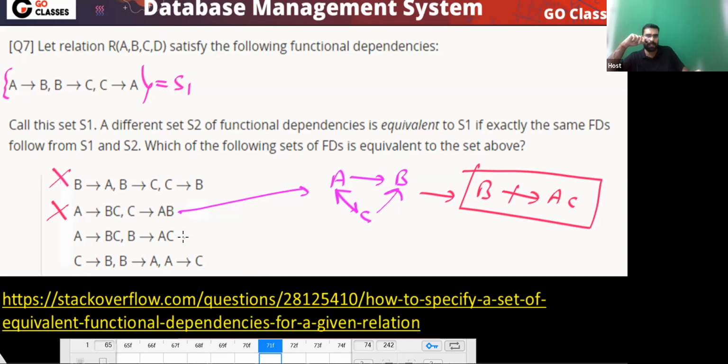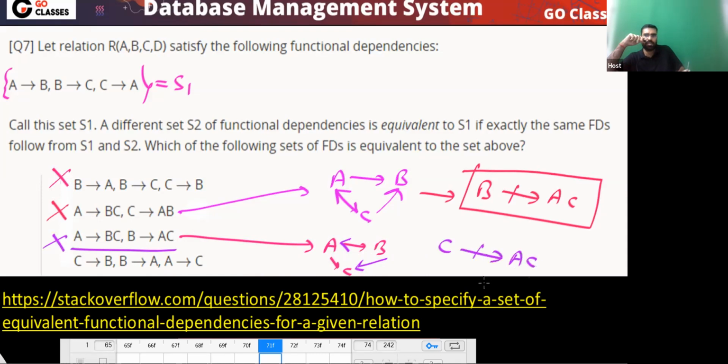What about this one? A can determine B, A can determine C. B can determine A, B can determine C. Again, the same thing happens here. You can notice C cannot determine A comma B. Yes or no? Is this clear? So this is also not correct.